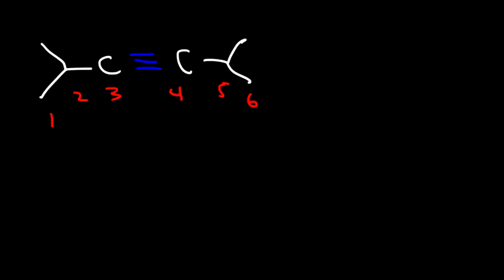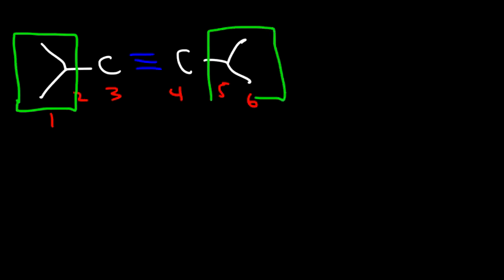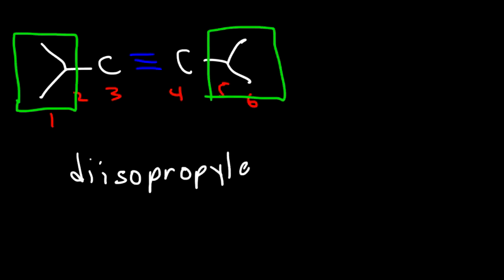Now, what is the common name for this particular molecule? So notice that we have an isopropyl group on the left side and on the right side. So this is going to be called diisopropyl acetylene.